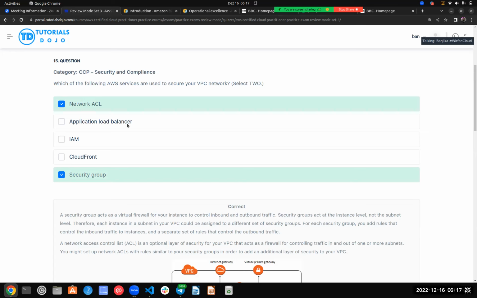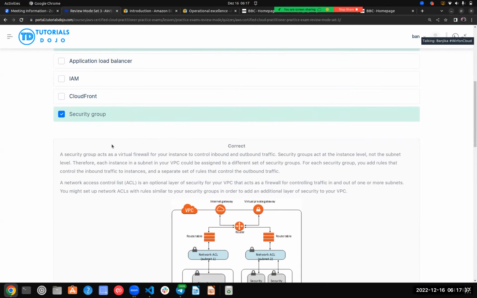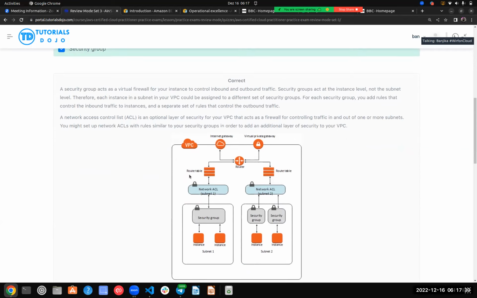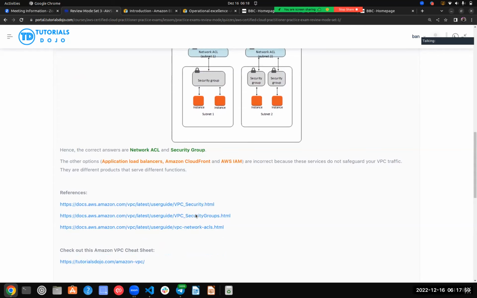An application load balancer is a load balancer distributing traffic. IAM is for user identity. CloudFront is a caching mechanism. So the security group will be at the EC2 instance. Remember, they say VPC network. So a security group falls inside a VPC, and NACL falls also inside a VPC. But NACL is for the subnet, and security group is for the instance. Okay.